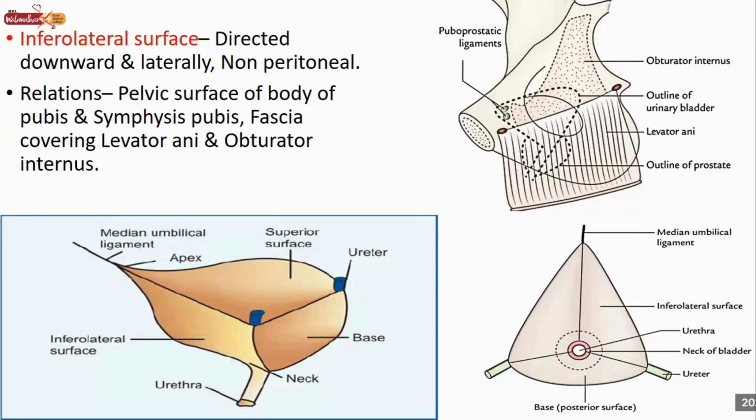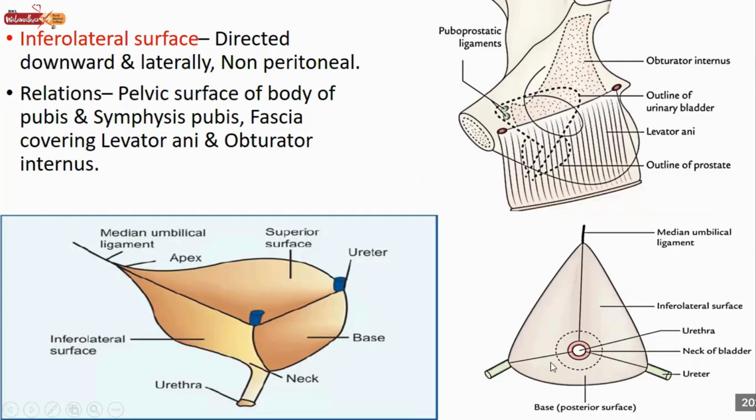as I told you, these are the inferolateral surfaces, which are directed downwards and laterally. The surface is related, as you can see in this picture, to the pelvic surface of the body of the pubis, the pubic symphysis, and the fascia covering the levator ani and the obturator internus muscle. You can see both the muscles over here, that is the levator ani and obturator internus.